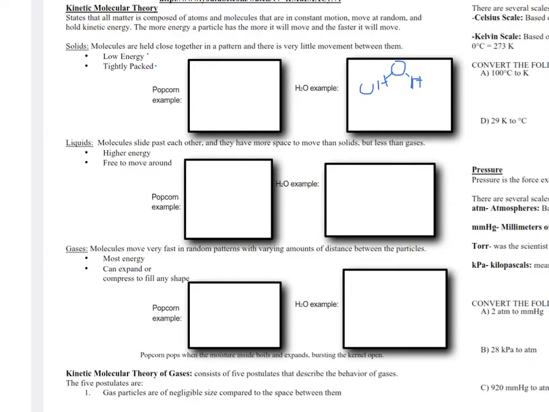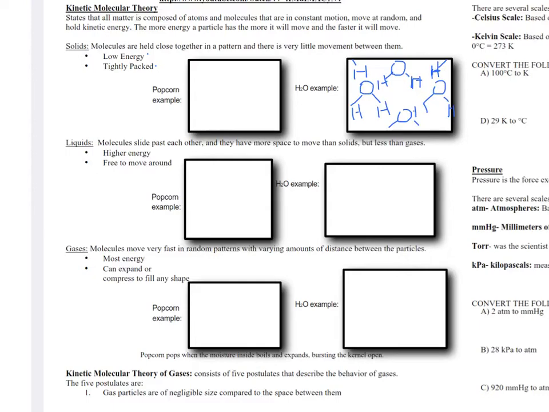O with two H's. O with two H's. And they're in a very strict pattern. Okay? So you can imagine an H down here and an H down here. Okay, if I was trying to draw solid water, also called ice. Now this is not a very good depiction, but it's hard to draw on the iPad.